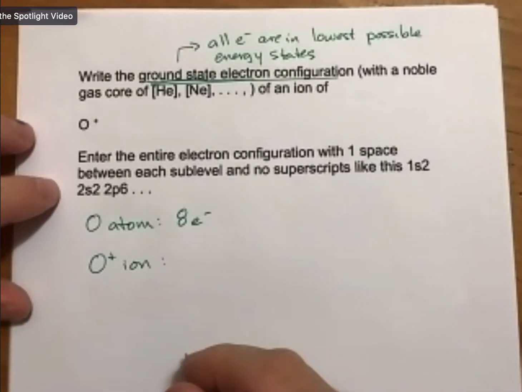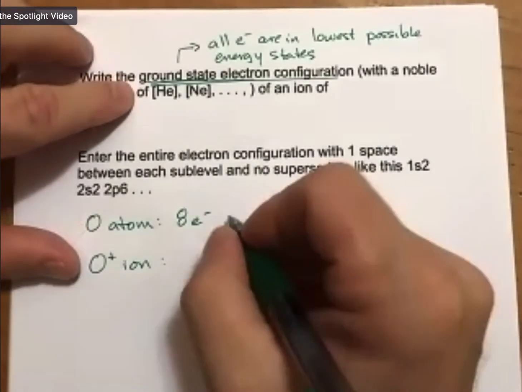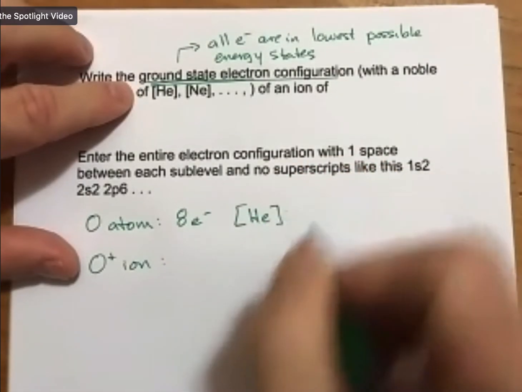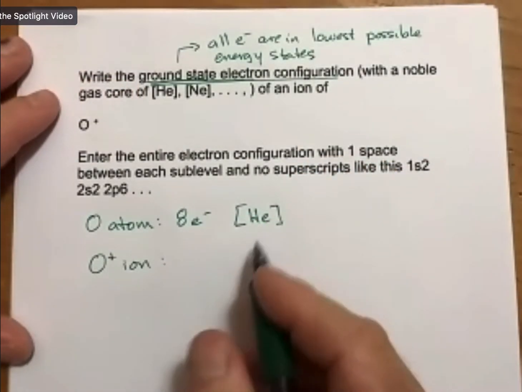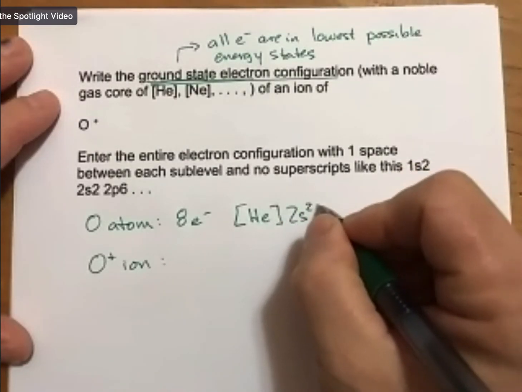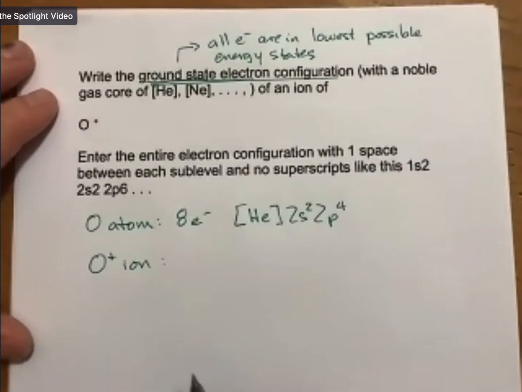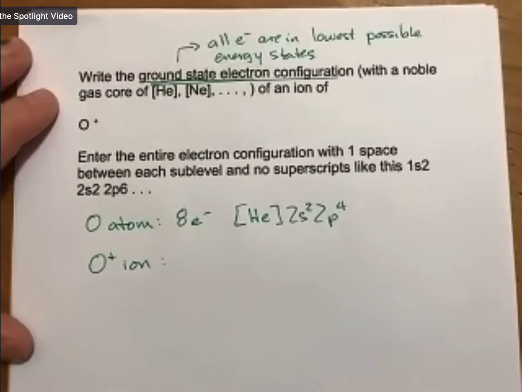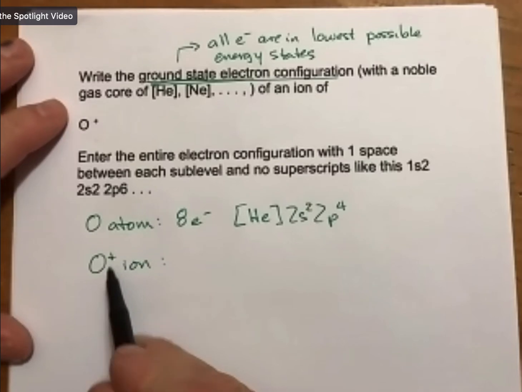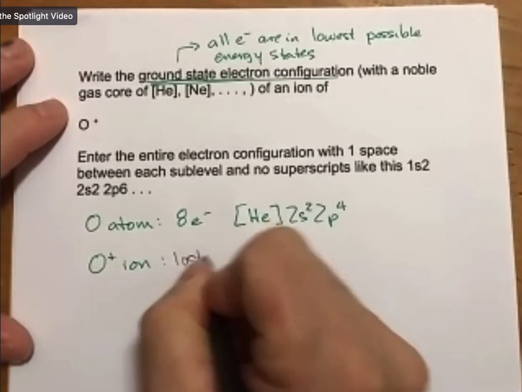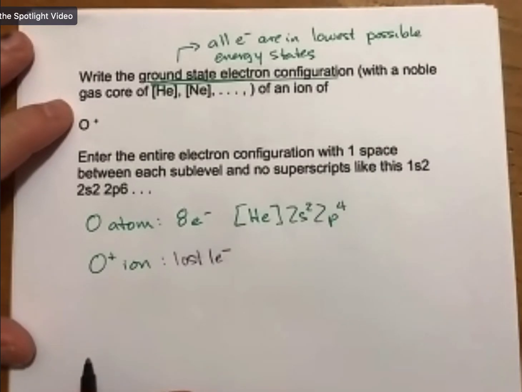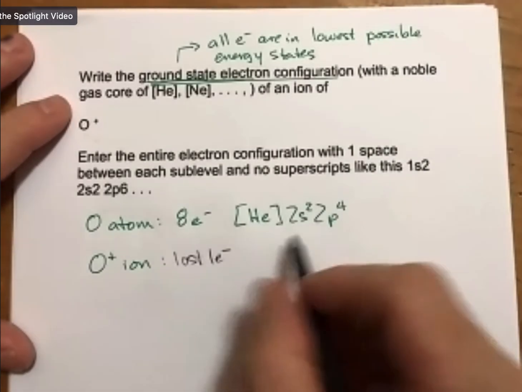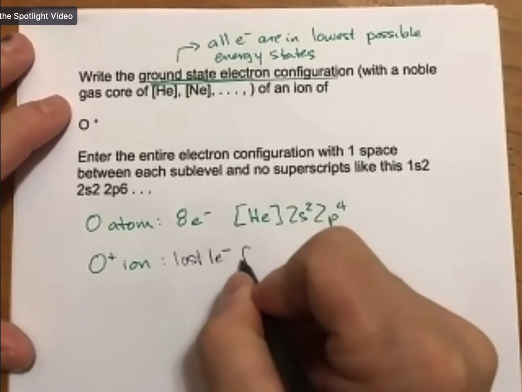And the noble gas core this time is going to be helium, which is just subbing for 1s2, then 2s2, and 2p4. 2, 4, 6, 8, that is 8 electrons. Then when you do the O+ ion, if it's positive, that means it has lost 1 electron. And it will always lose an electron from the highest energy sublevel.